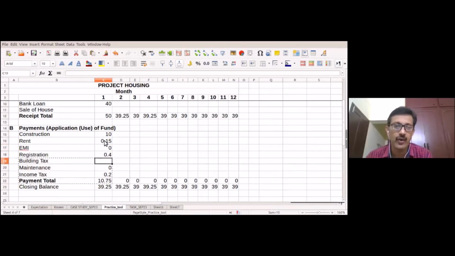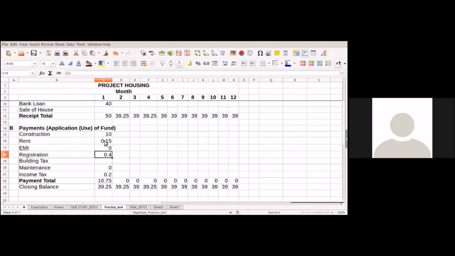No, Jyotish is having a doubt whether in April the first monthly building tax... So can you help him? Sir, it's a one time tax, right?